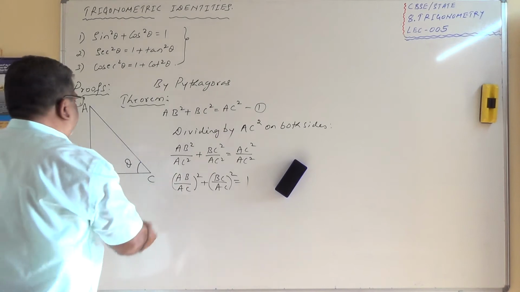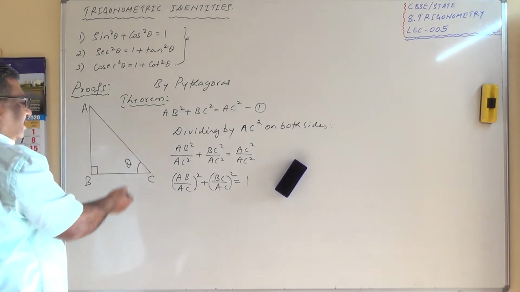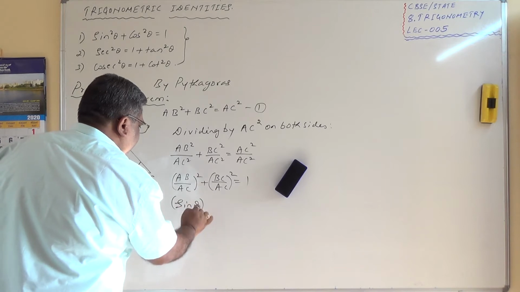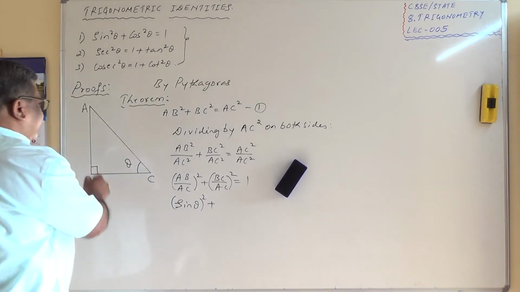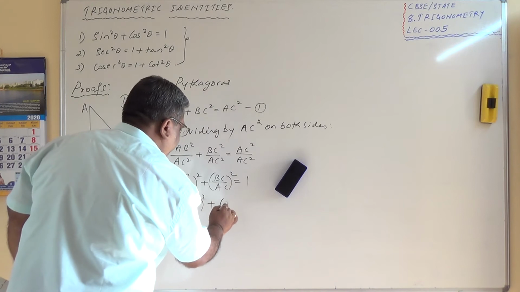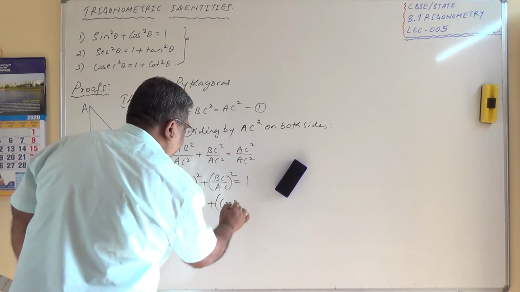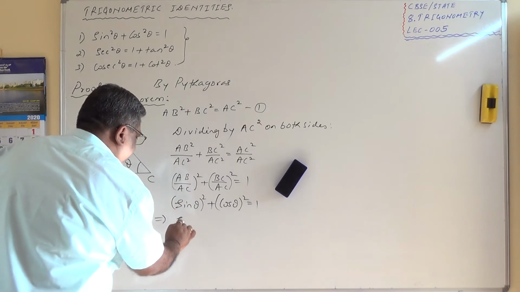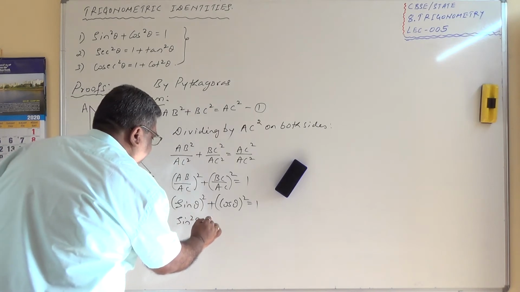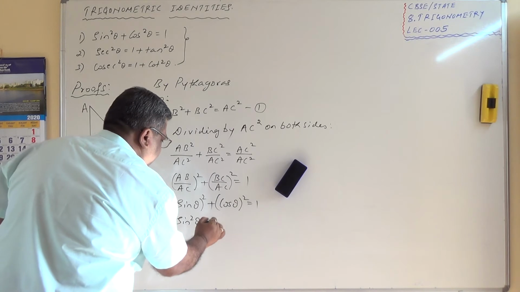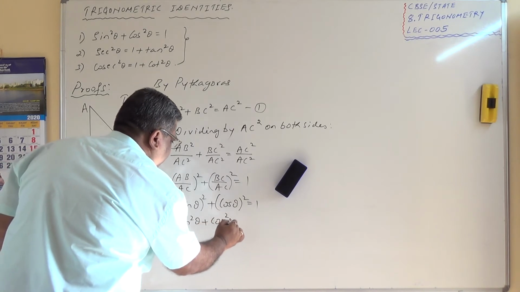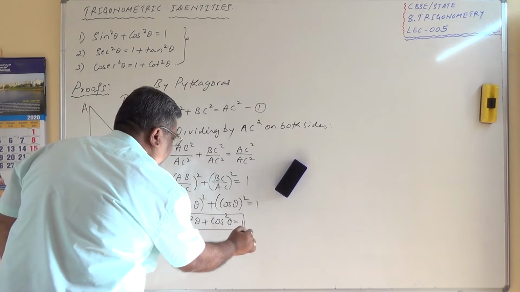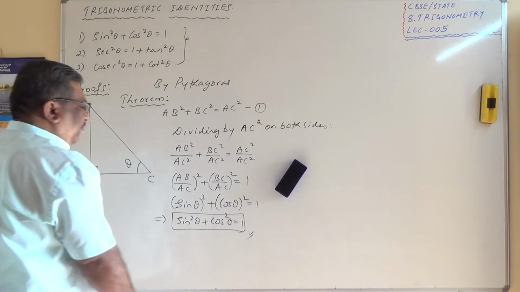Now what is AB by AC? AB by AC is sine theta. Sine theta the whole square plus BC by AC is cos theta the whole square equals 1, and therefore this is sine square theta plus cos square theta equals 1. So first relation we proved.